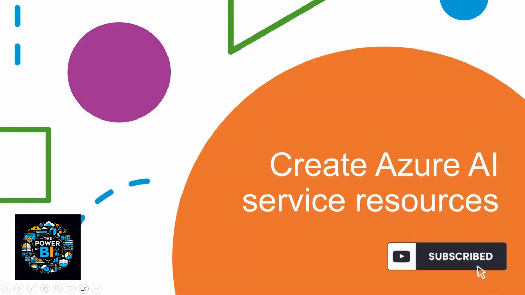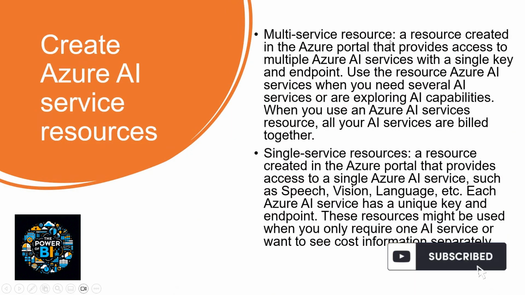To create an AI service in the cloud, you need to create a resource. There are two types of service resource: multi-service or single service. Your requirement depends upon what cost or what services you want to achieve. The multi-service resource is a resource created in the Azure portal to access multiple services with a single key and endpoint. Use the Azure AI services resource when you need several services, or are exploring AI capabilities like document processing, vision, natural language processing, or speech recognition.